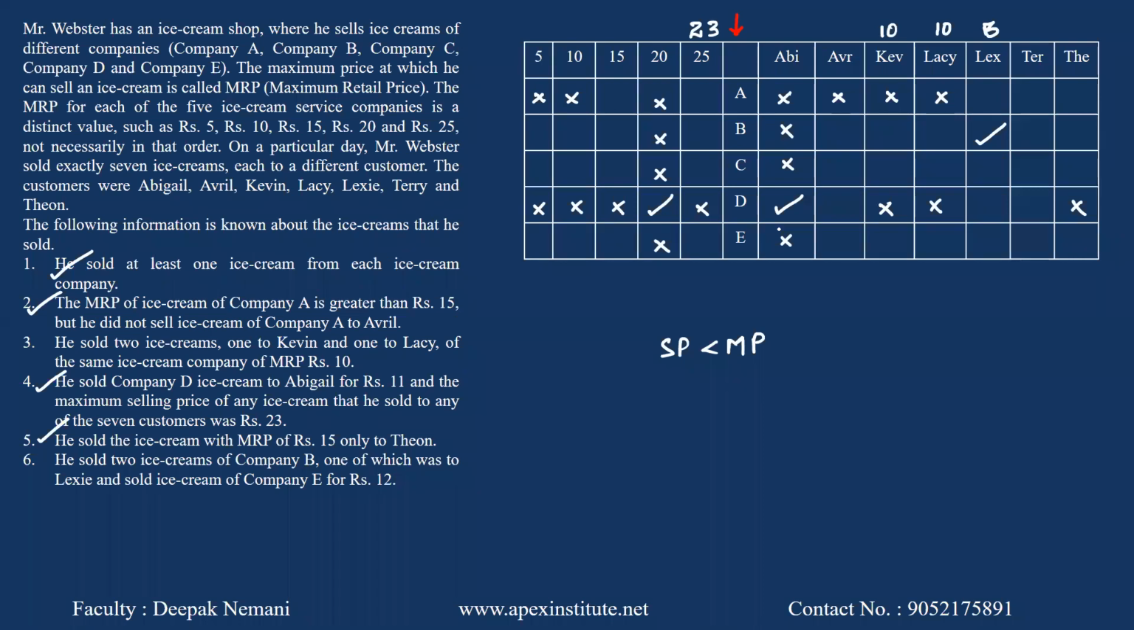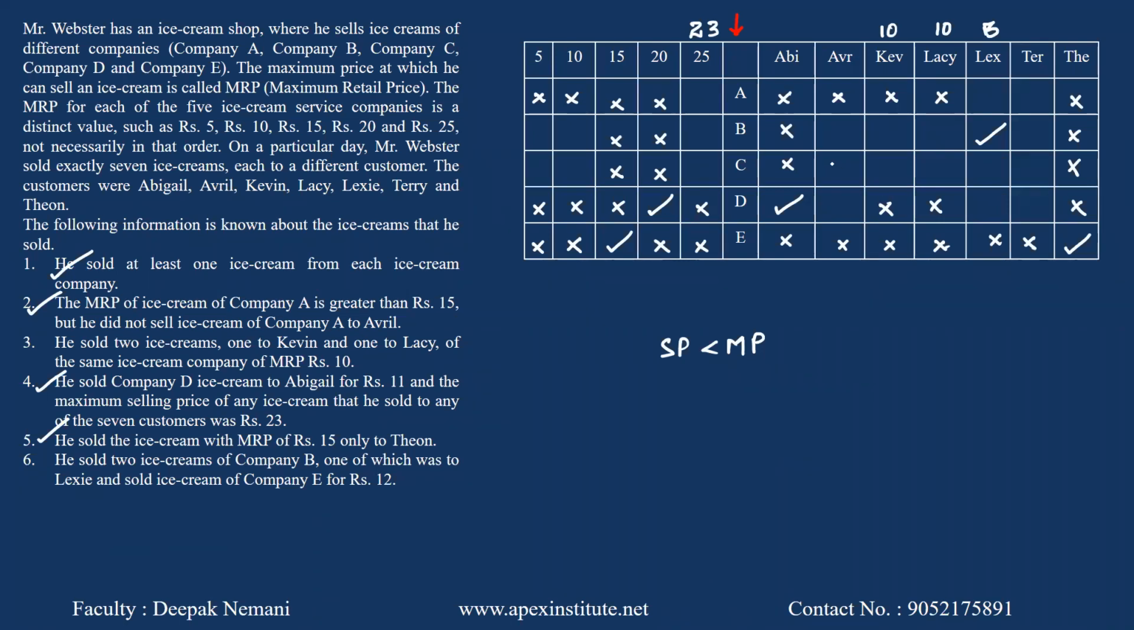Okay. And sold ice cream of company E for rupees 12. So the MRP of company E cannot be 5, cannot be 10, and cannot be 25 either. So it should be 15. So if the MRP of ice cream of company E is 15, that was bought by only Theon. So no other person bought ice cream of company E.